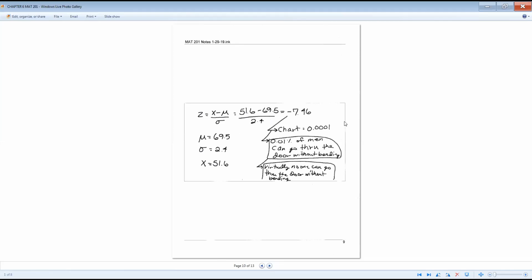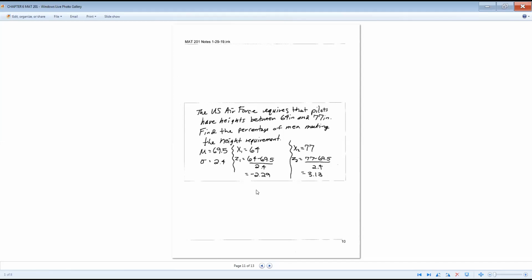So this wasn't the best example to start off with, but this is one of the ones they gave in the book initially, so we just went ahead and went with it. The chart value is 0.0001. That means a percentage of 0.01 of men can go through the door without bending. So virtually no one can go through the door without bending.